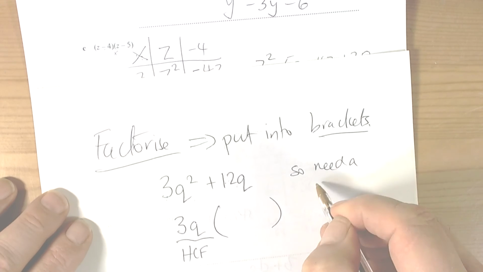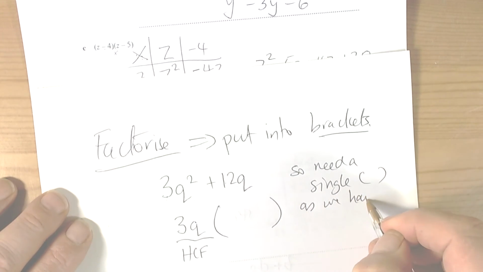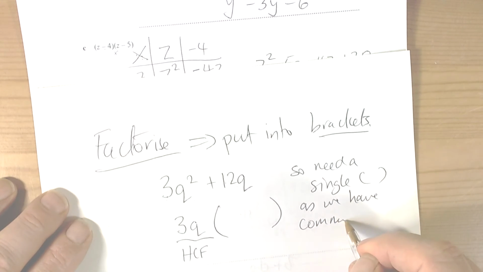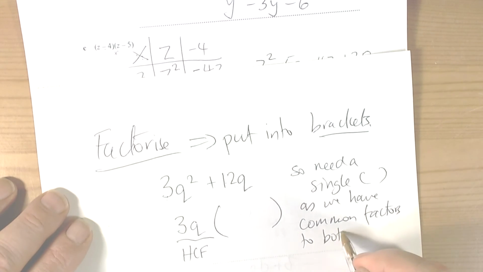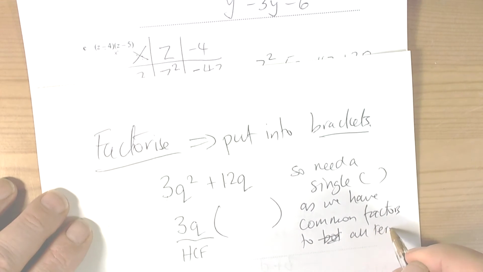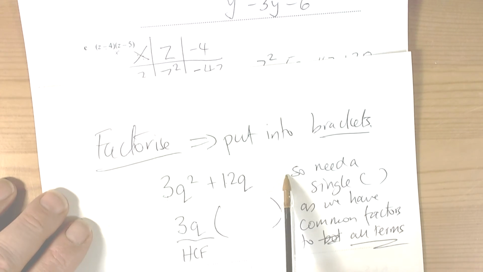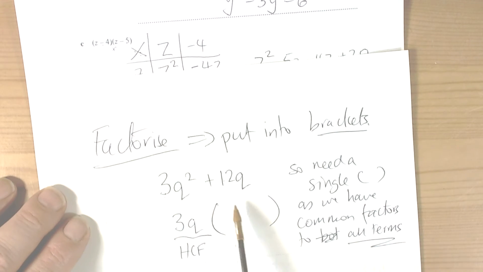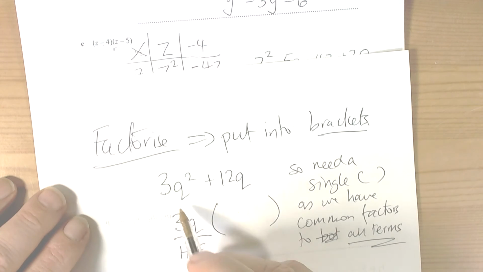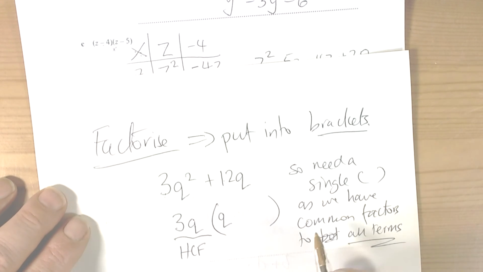So we need a single bracket as we have common factors to both, to all terms, because the expressions could be more than 2 terms. So when you have common factors to all terms in the expression, there'll definitely be a single bracket, because you can put the highest common factor on the outside and then divide the highest common factor into each term, and what's left goes inside. So if I think to myself, what do I multiply 3q by to give me 3q squared? Well, I need another q.